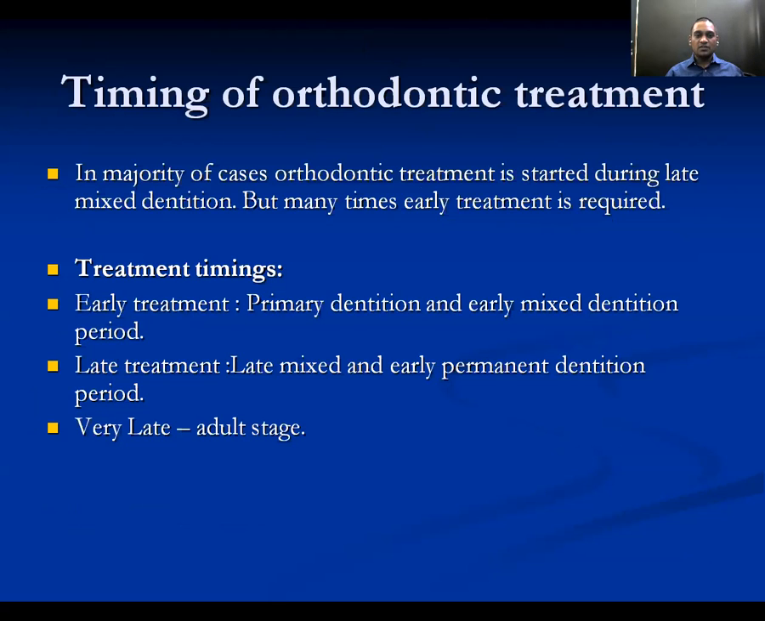Next, the question arises: what is the timing of orthodontic treatment to start? It can be divided into three categories: early treatment, late treatment, and very late treatment. Early treatment is in the primary dentition and early mixed dentition period. Late treatment is in the late mixed dentition or early permanent dentition period. Very late comes under the adult stage.